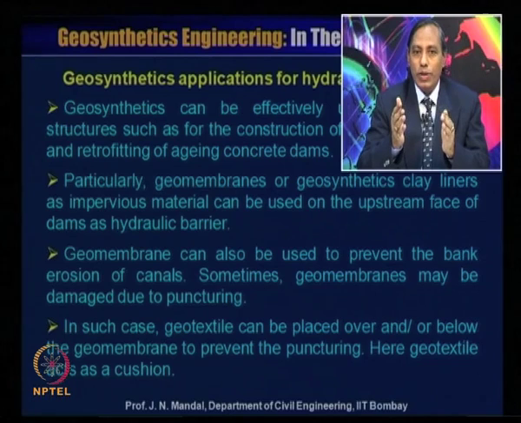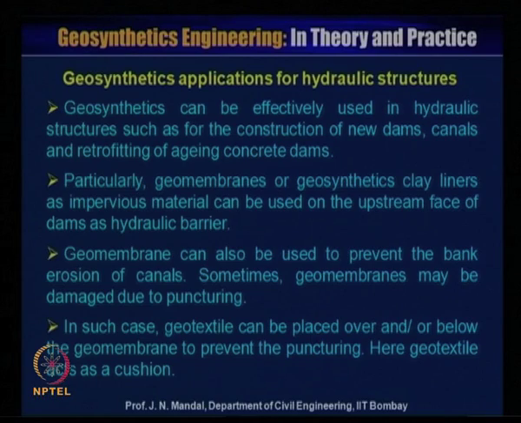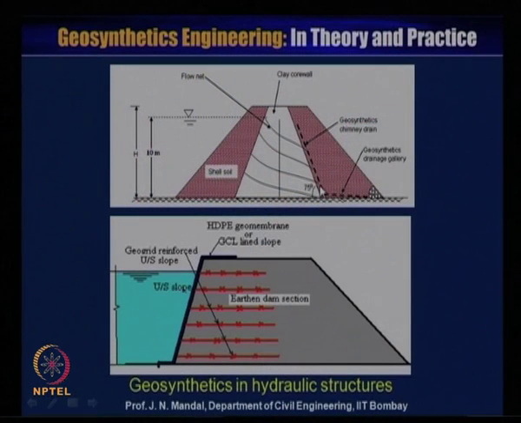Sometimes geomembrane may be damaged due to puncturing. In such a case, geotextile can be placed over or below the geomembrane to prevent puncturing. Here geotextile acts as a cushion, as I showed you in an earlier lecture in the case of tunneling. So, here you can see how geosynthetics have been used in the hydraulic structure. This is the clay overlay, and this is the core, and here is the geosynthetic material. This is used as a chimney drain, and geosynthetic material is also used as a gallery. You can see this material is the core.